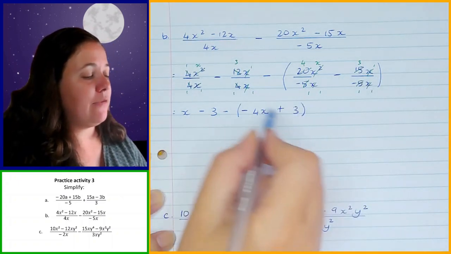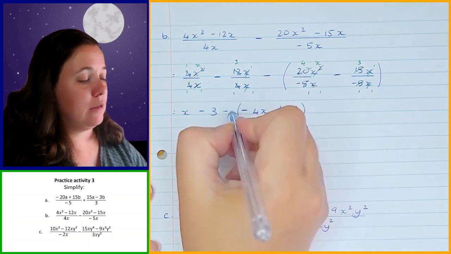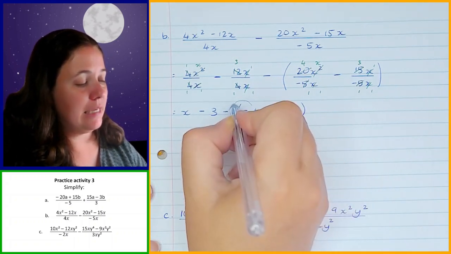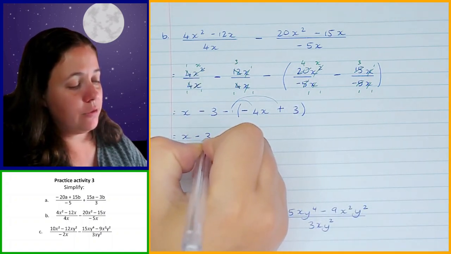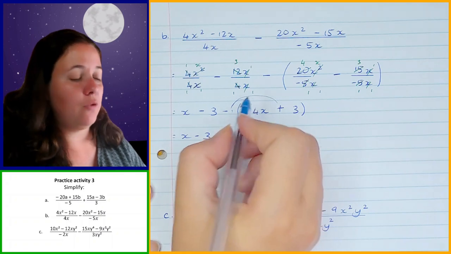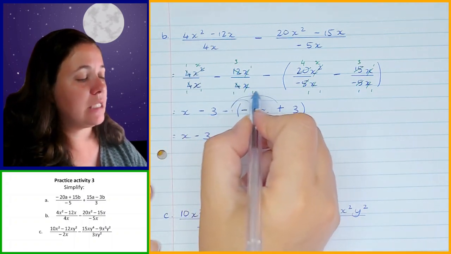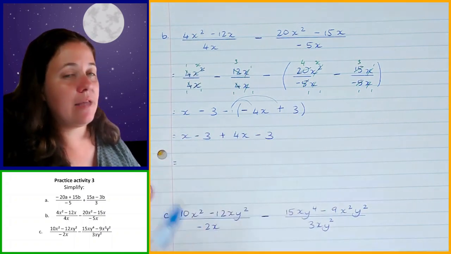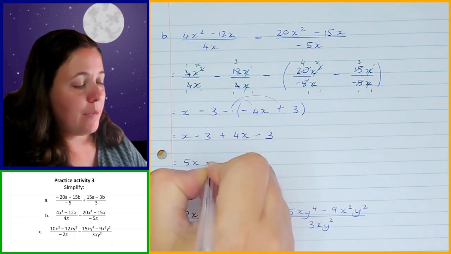And now I need to simplify by multiplying into those brackets to get rid of them. So I've got, remember, a little imaginary 1 over there, so I'm multiplying negative 1 by that and negative 1 by that. So first I've got x minus 3, then negative 1 times negative 4x is plus 4x. And then negative 1 times positive 3 is minus 3. So when I simplify that by collecting my like terms, I end up with 5x minus 6.